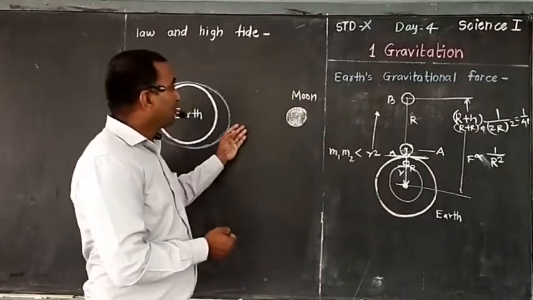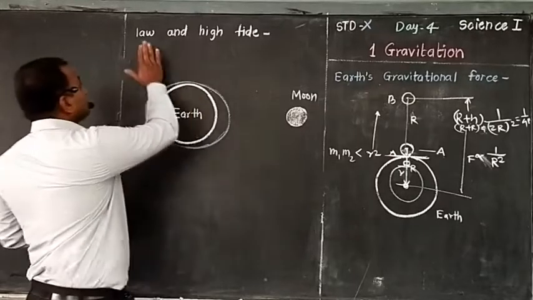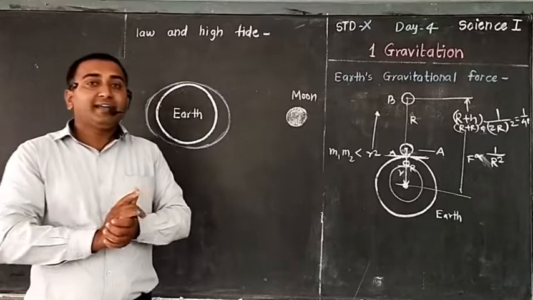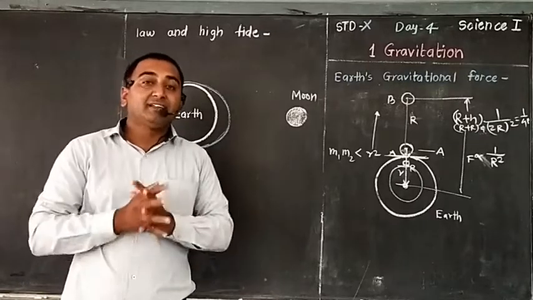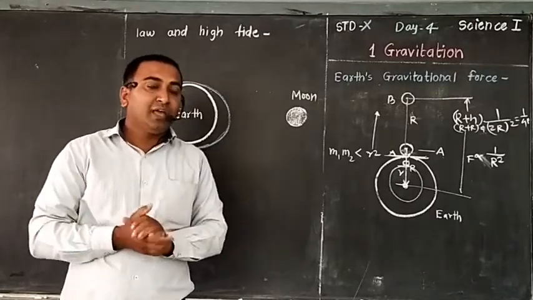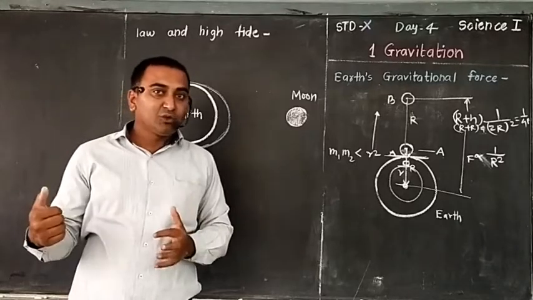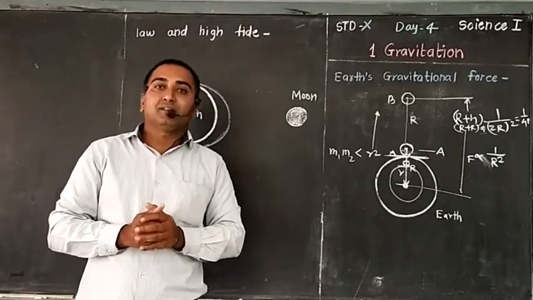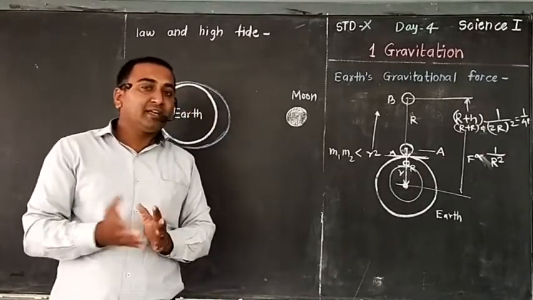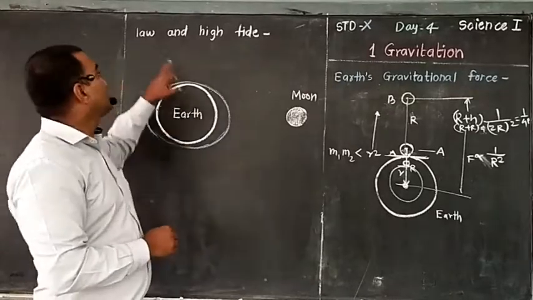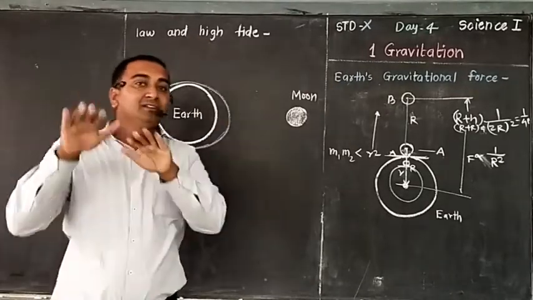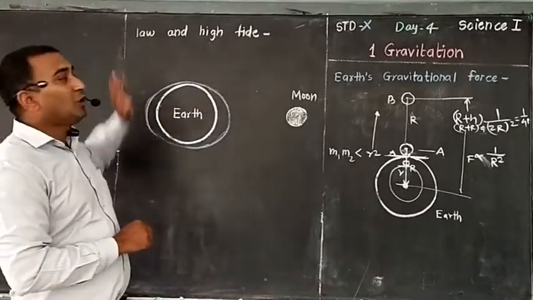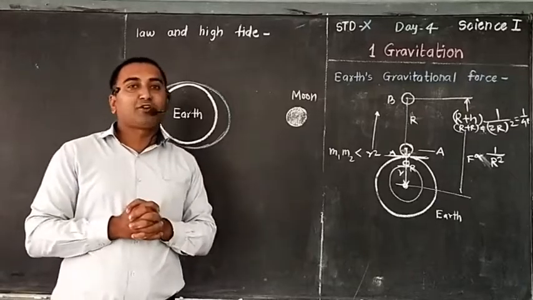Then one more important topic we are discussing: what is responsible for low and high tide? Do you know low and high tides happen everywhere in the world, at different places at different times? Along the seashore, on some days the water level increases and on some days it decreases. The increase in water level along the seashore is called high tide, and if the water level decreases, it is called low tide. What is responsible for that?